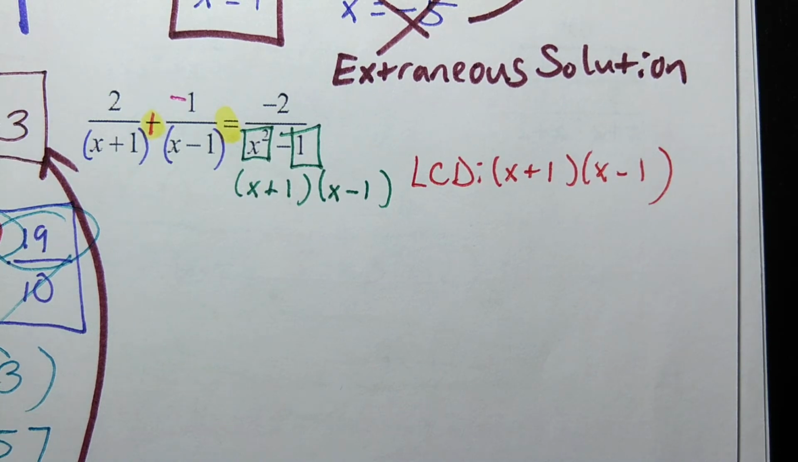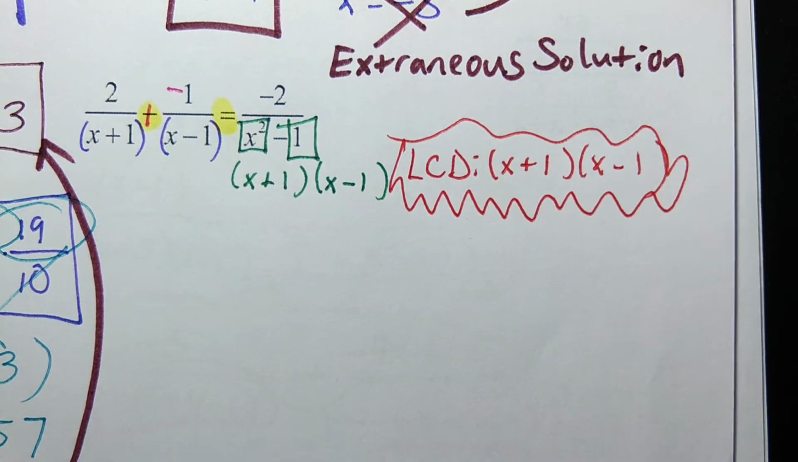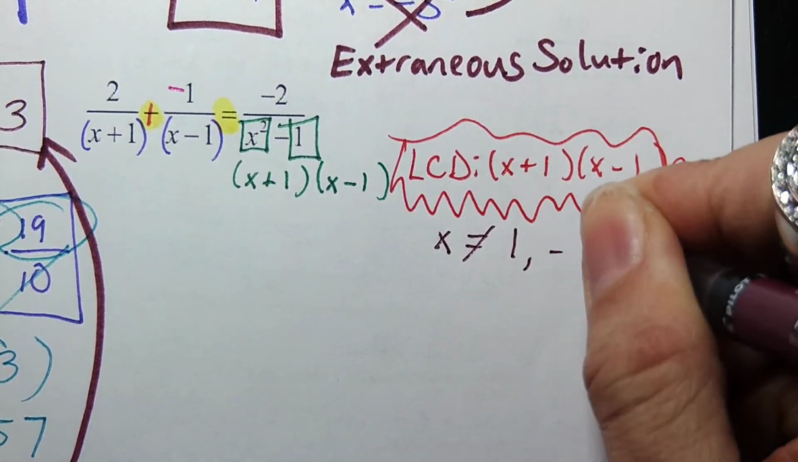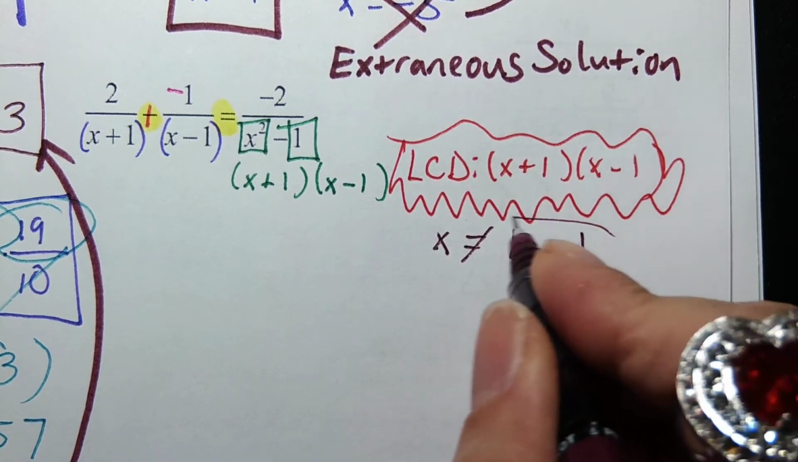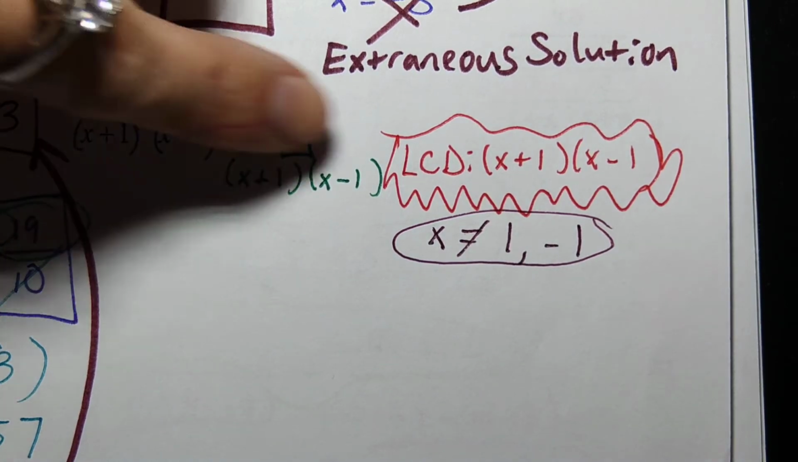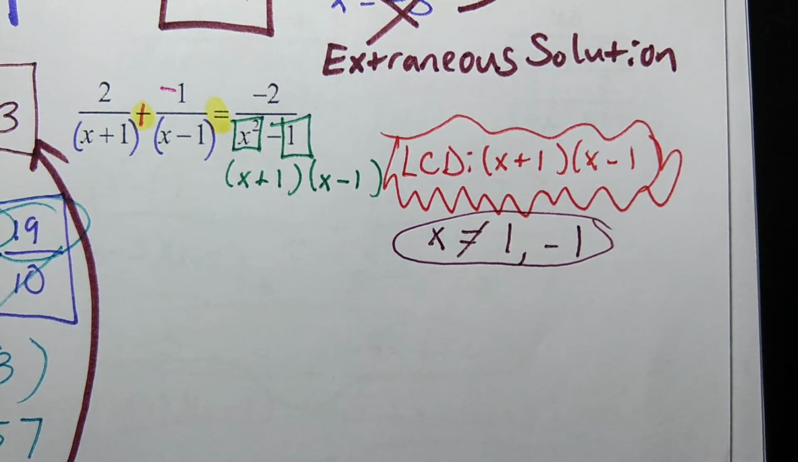Then what about the restrictions? What can't x be? 1 and negative 1. Miss Cara, does it matter what order we write those in? Nope. But I do want to see those two things as part of your work on the homework: stating the LCD, and stating the restricted values. I'm going to have you do that on the test as well.